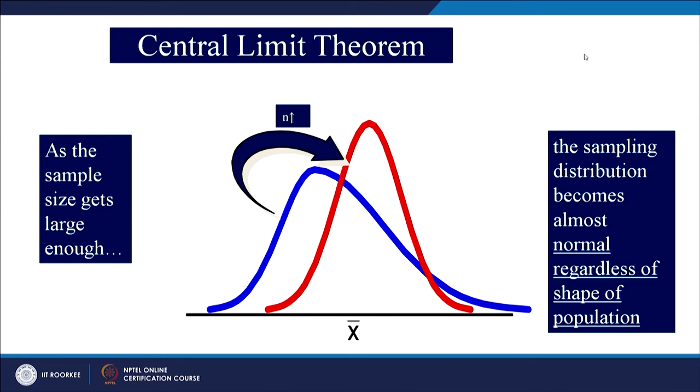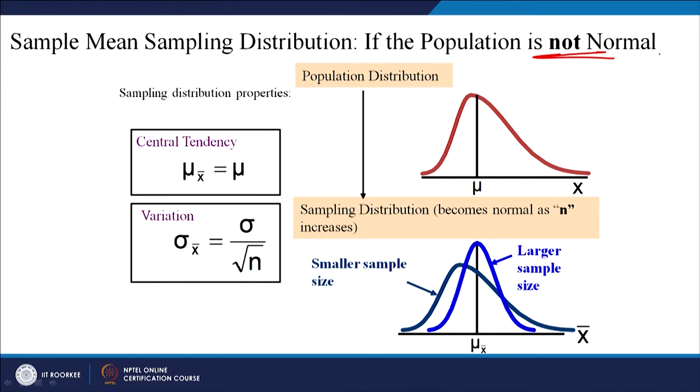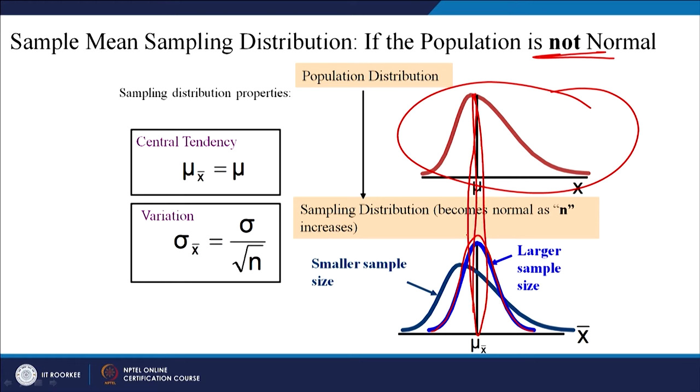So what is the central limit theorem? As the sample size gets large enough, the sampling distribution becomes almost normal regardless of the shape of the initial population. Just see this, this is the shape of a population which is non-normal, but the shape of the sampling distribution is normal, okay, because we have selected a large number of samples from the population. So this central limit theorem is quite an important and useful theorem in business applications. So this is what we have just seen. This is your population distribution, which is not normally distributed, but its sampling distribution is normal and their means are the same, isn't it? Just one straight line, isn't it?